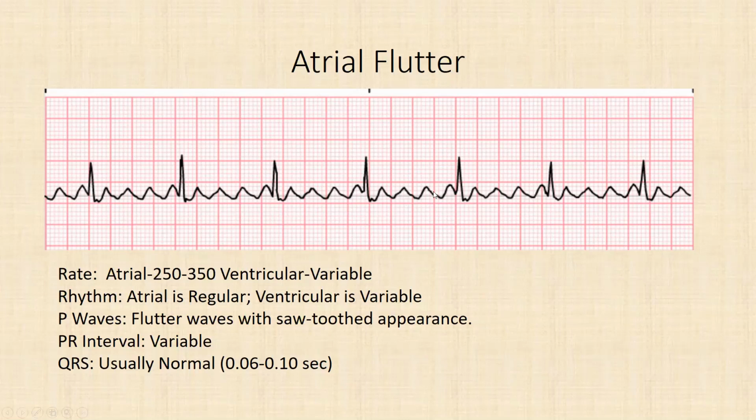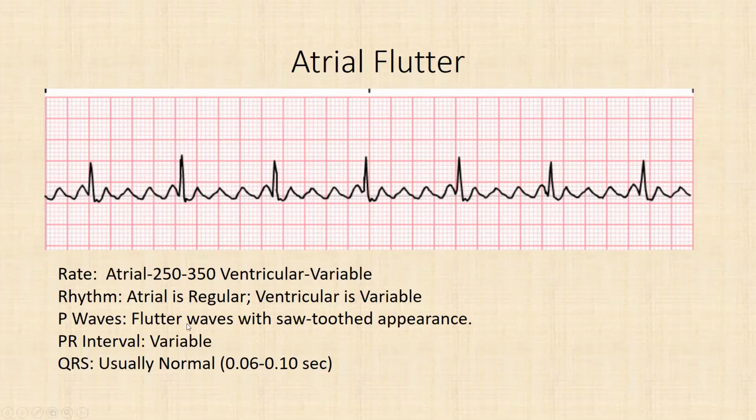So this is the atria. One spot in the atria is kind of irritable, if you want to call it, and it keeps firing and firing, and the ventricles just clip along at their own pace. The rate for the atria is anywhere from 250 to 350, and the ventricular rate is variable. It just depends on the underlying rhythm. The atrial rhythm is regular, and the ventricular rhythm is variable.